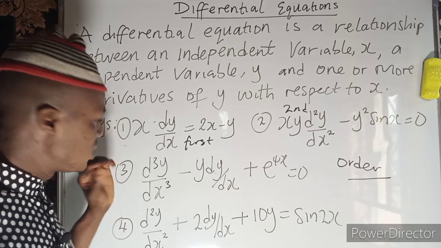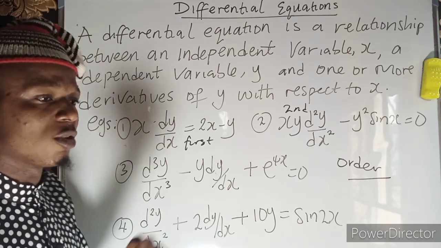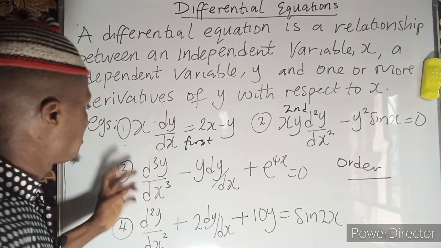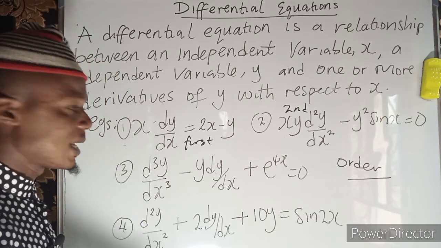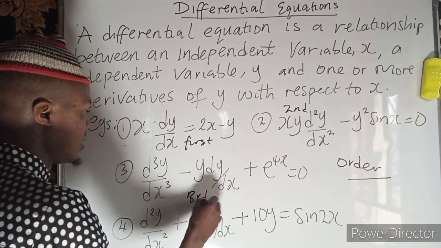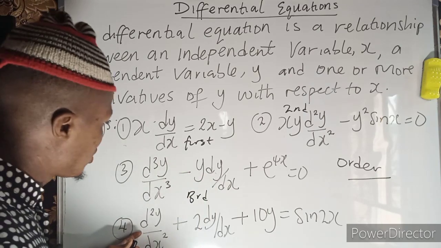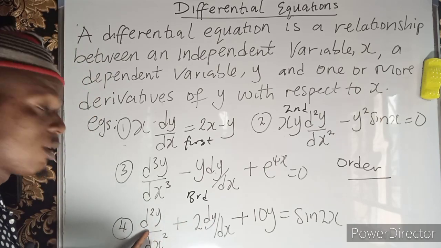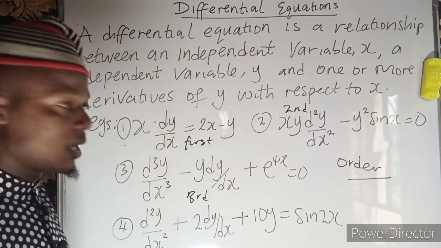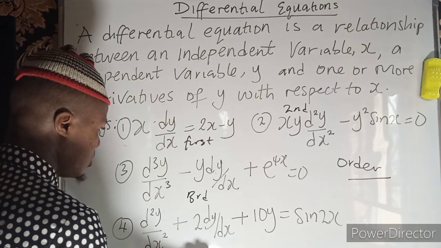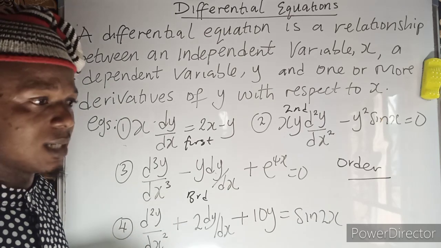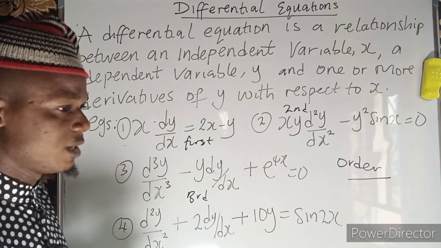No, it is wrong. This is only a third order, because you only concentrate on the highest power. Since the highest power of the derivative here is the third, the order of this particular differential equation is the third order. This one also, you can have the first order and the second order there, but you only concentrate on the highest degree. So the highest order here is just second order. You can see that a differential equation can have a lot of orders, depending on the highest power of the derivative.